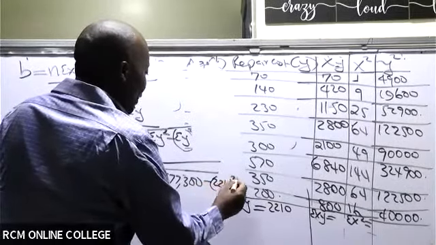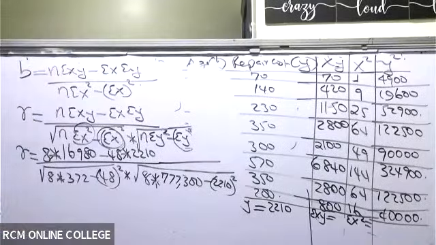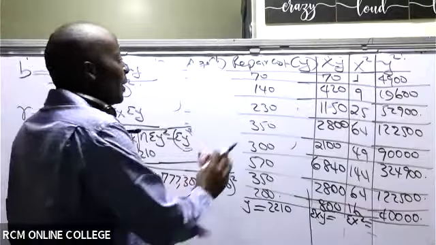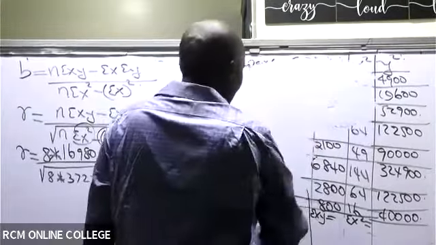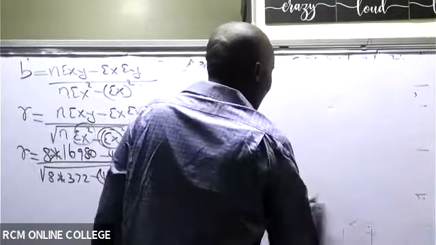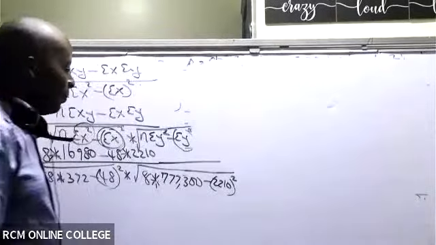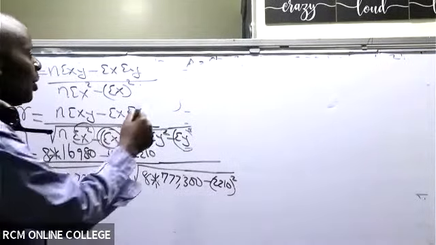Now you square this. It may look very big, but trust you me, it's useless. It's a very simple thing. So then my R will be equal to what?